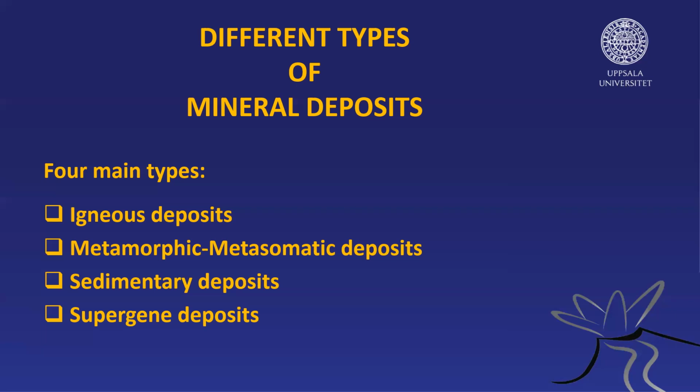We have also sedimentary deposits. They are basically formed through sedimentary processes, deposition of particles, or you have also deposits that are formed within sediments. And finally, we have mineral deposits that are formed at the very surface of the planet, the surface of the crust, and that's the supergene deposits. We will go through all these deposits during the lecture.